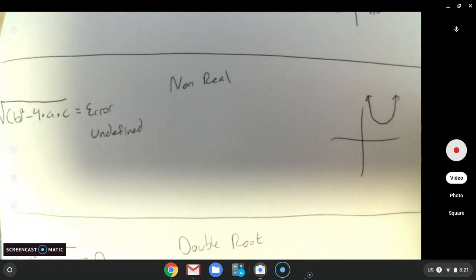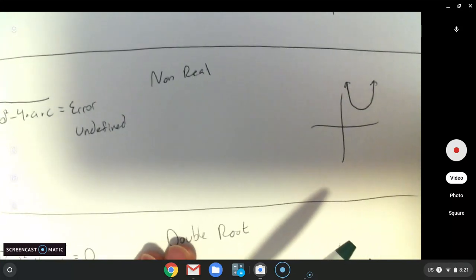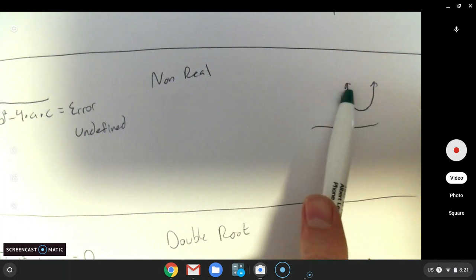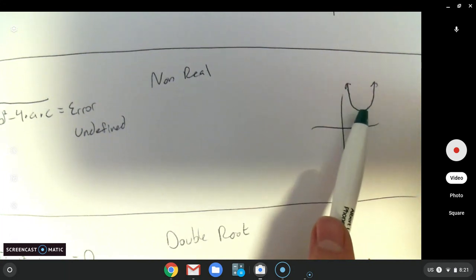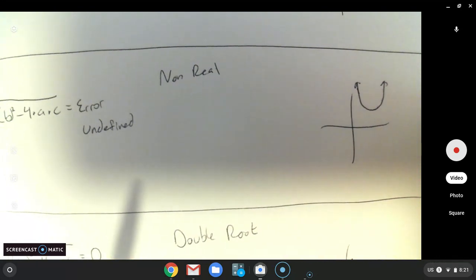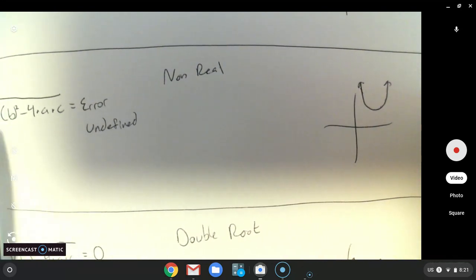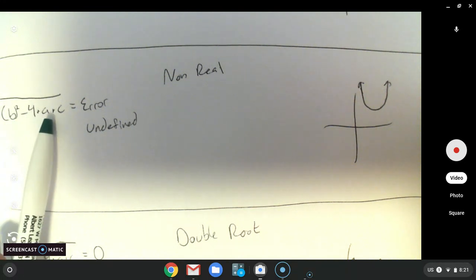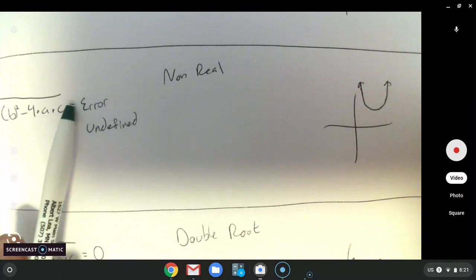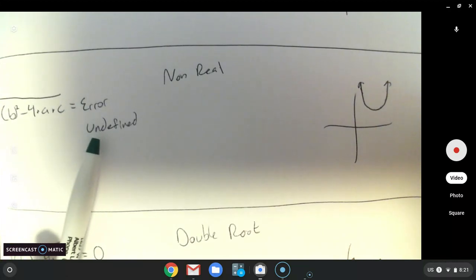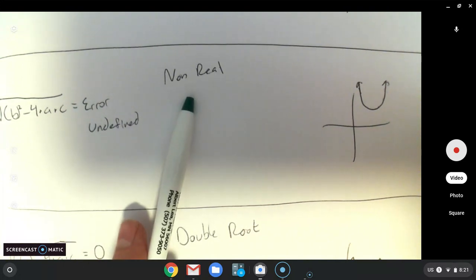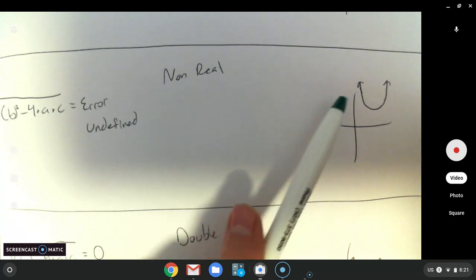It could be that the parabola never touches the x-axis at all. It floats up here somewhere. If that's the case, it never touches the x-axis, there are no real solutions. So when you do the square root of b squared minus 4 times a times c, if you get an error, or undefined, it depends on your calculator. Undefined is the better answer, but if you get an error or undefined, that's a non-real solution. And that's what that looks like here.